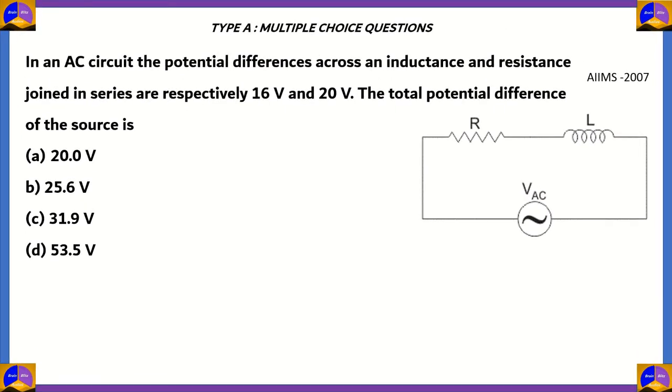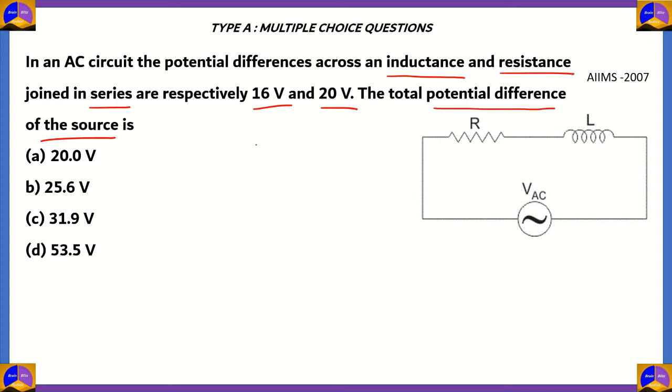Now, let's look at this question. This is the next question. In an AC circuit, the potential differences across an inductance and resistance joined in series are respectively 16 volts and 20 volts. The total potential difference of the source is.